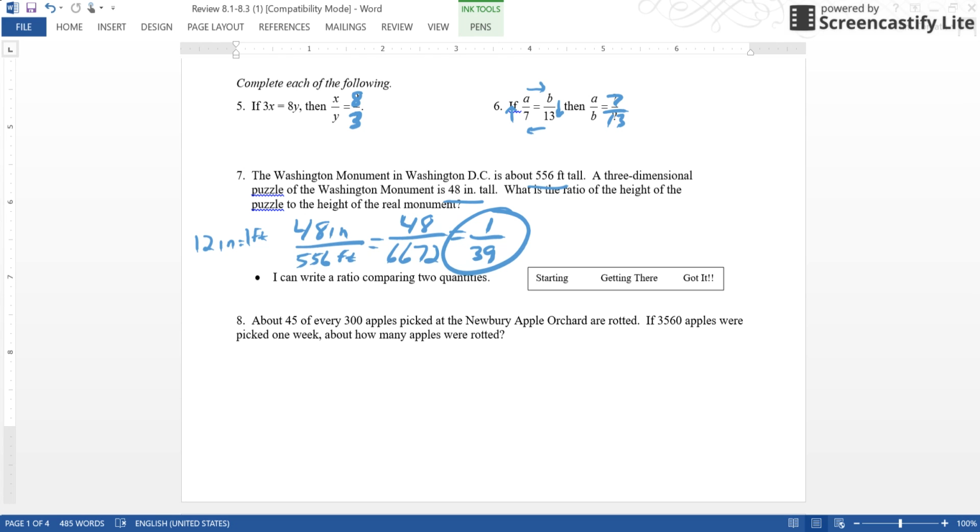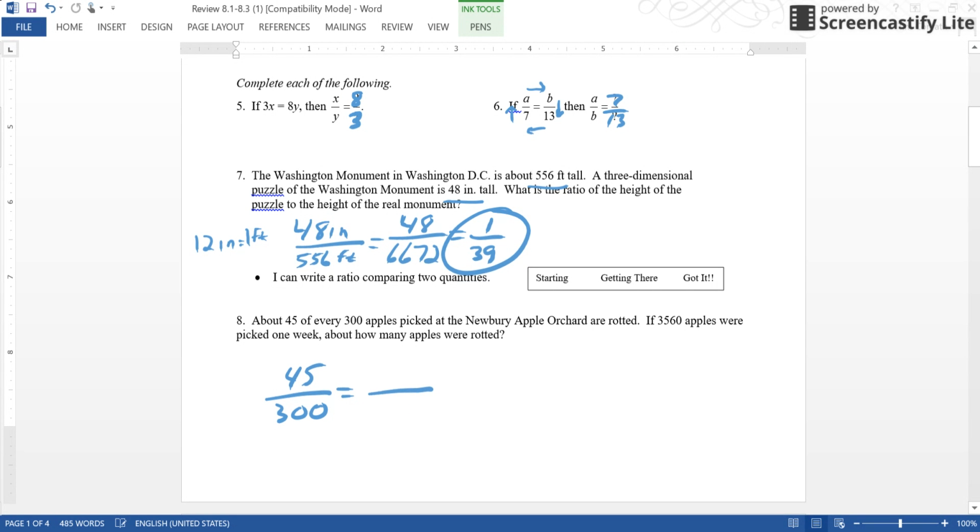About 45 of every 300 apples picked at Newberry Apple Orchard are rotted. If 3,560 apples were picked in 1 week, how many apples were rotted? So we got 45 apples that are rotted out of every 300.